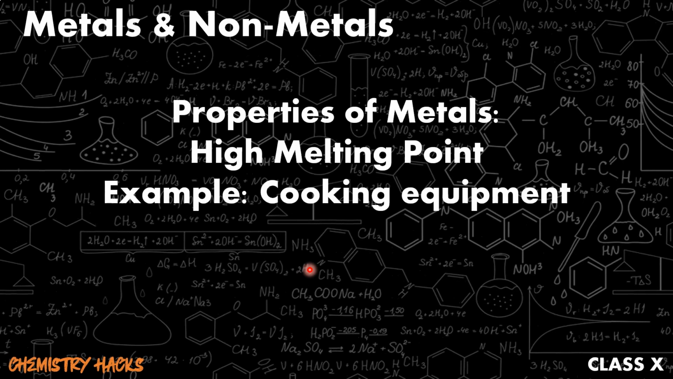Next, high melting point, which means that it takes a very high temperature for metals to either melt or boil, so they can resist heat. The best example to keep this in mind is cooking equipment. All the equipment that we use, pots and pans, are made of metals, either aluminum or copper or steel, and that's because they can resist heat. So even if we cook anything inside, it won't burst into flames or explode.